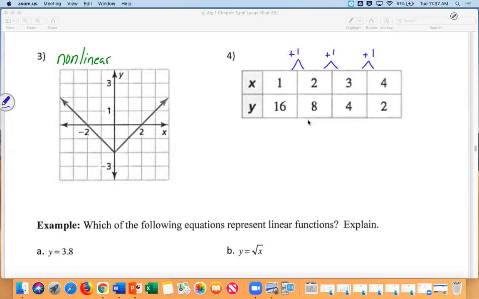Now, Mike, how do I go from 16 to 8? Minus 8. How do I go from 8 to 4? Minus 4. How do I go from 4 to 2? Minus 2. Is that linear? No. This is nonlinear. Any questions? No questions. All right.